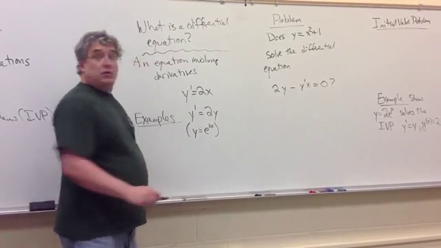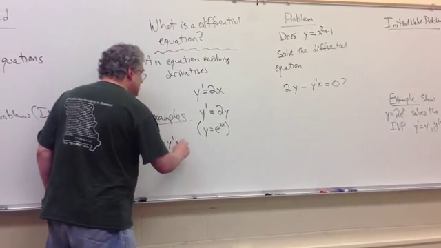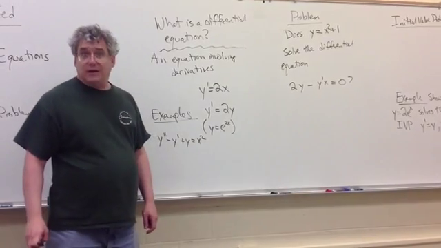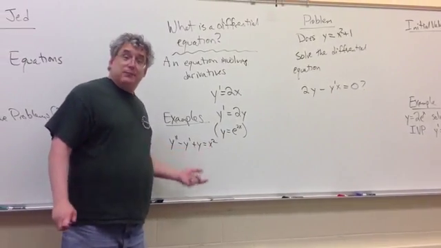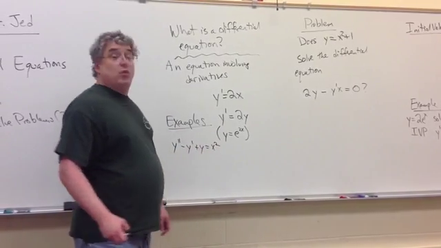Another example, maybe a little more complicated. Y double prime minus y prime plus y equals x squared. I'm not going to try to solve that one right now, but it's an example. It involves derivative. It actually involves the second derivative too. They can get even weirder.